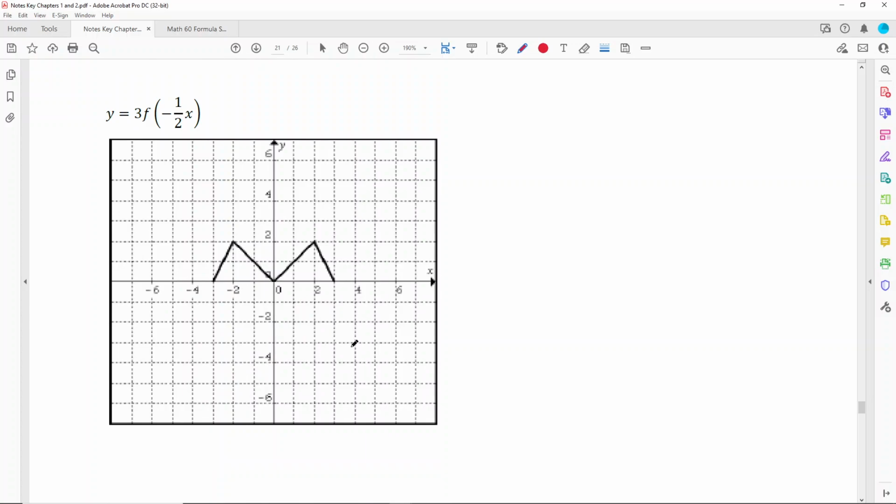Pause the video if you feel confident, but we're going to give this one a go. So first thing I'm going to do is pull out my key points. So I've got a point here at -3, 0. I've got a point here at -2, 2. I've got one here at 0, 0. I've got a point here at 2, 2. And lastly, I've got a point here at 3, 0.